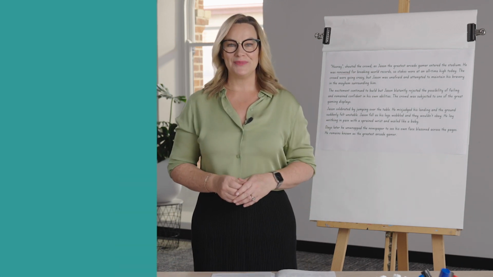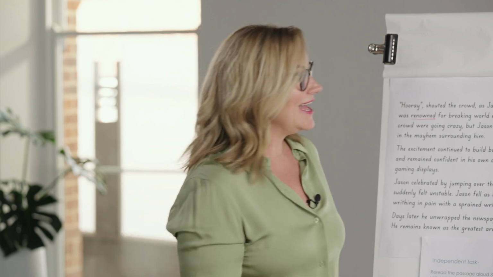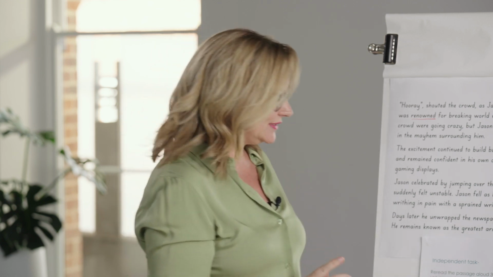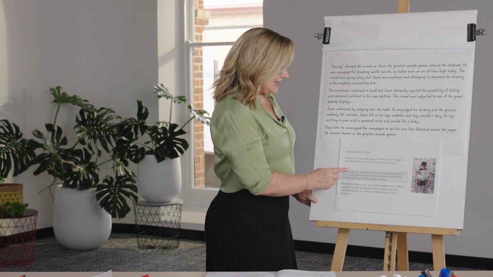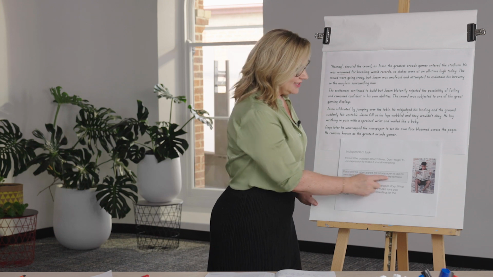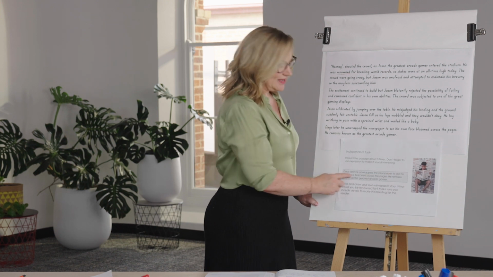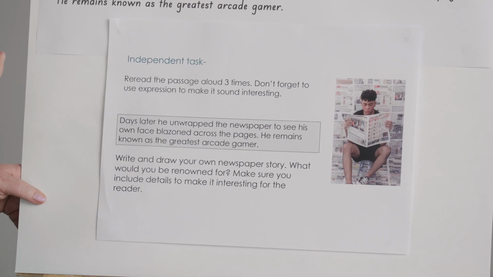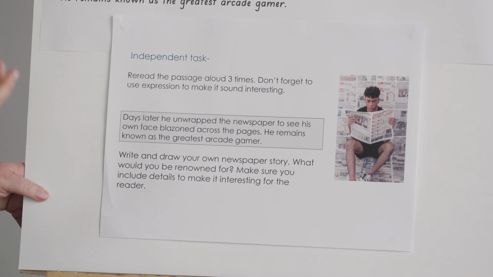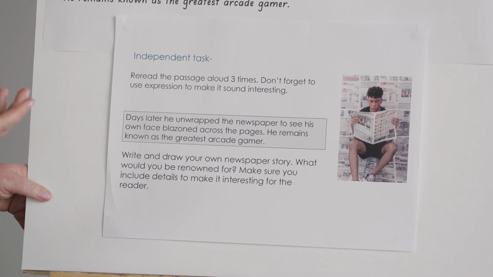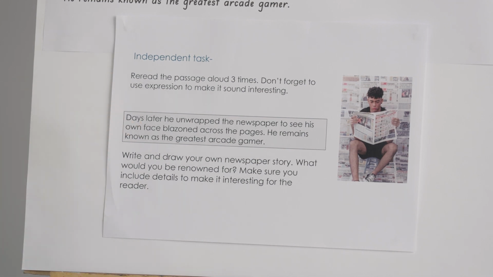Let me set up my board. So the first part of our independent task is to choose 1 or 2 or 3 of the paragraphs and reread out loud, practicing your expression and your fluency. And the next part of your independent task today is to just reread this last little bit here. So days later, he unwrapped the newspaper to see his own face blazoned across the pages. He remains known as the greatest arcade gamer.